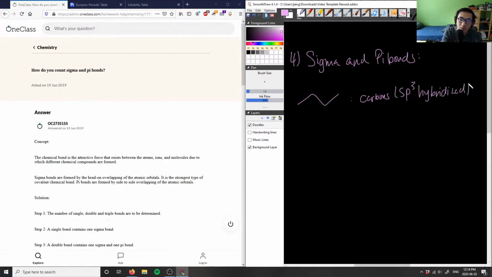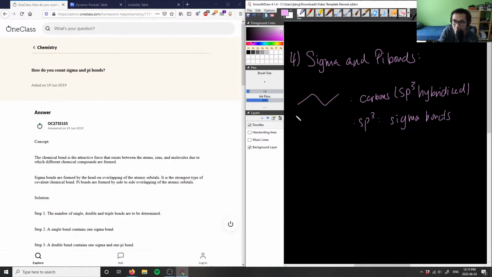Which means that carbon can make 4 bonds, so we're going to have sigma bonds here. So sp3 represents sigma bonds, and the number of sigma bonds depends on how many bonds the carbon is making.